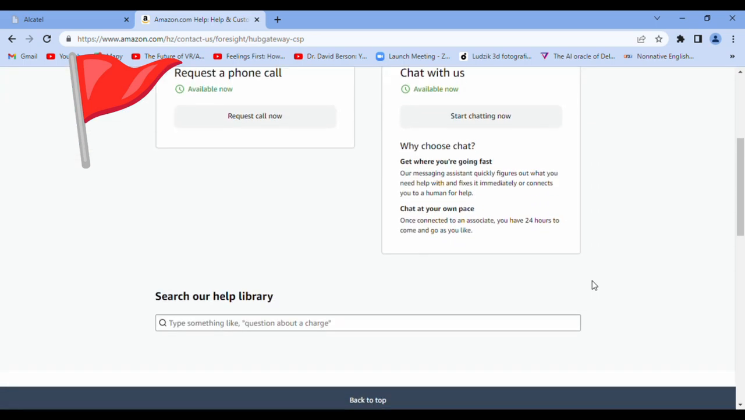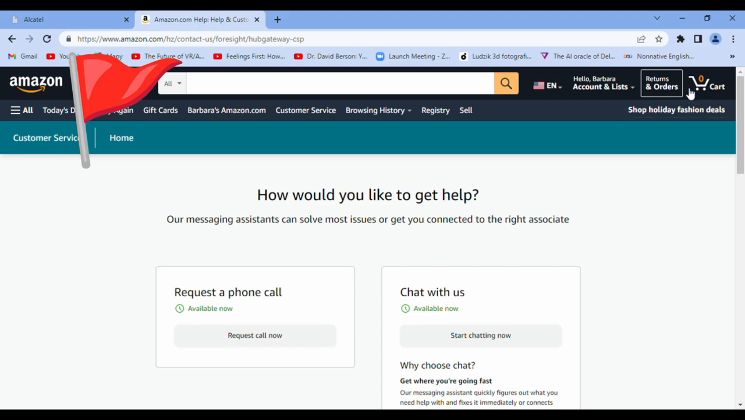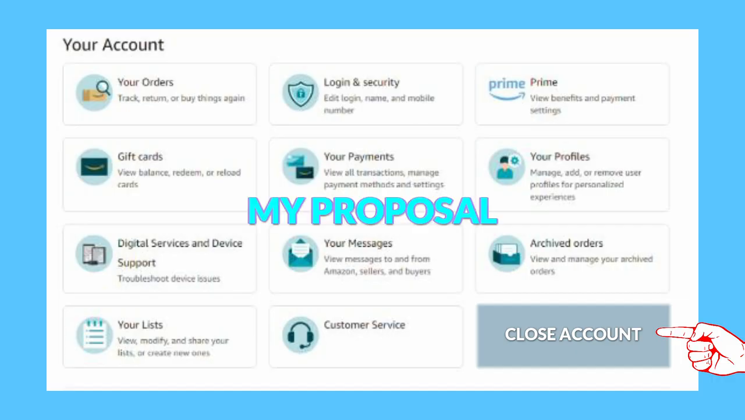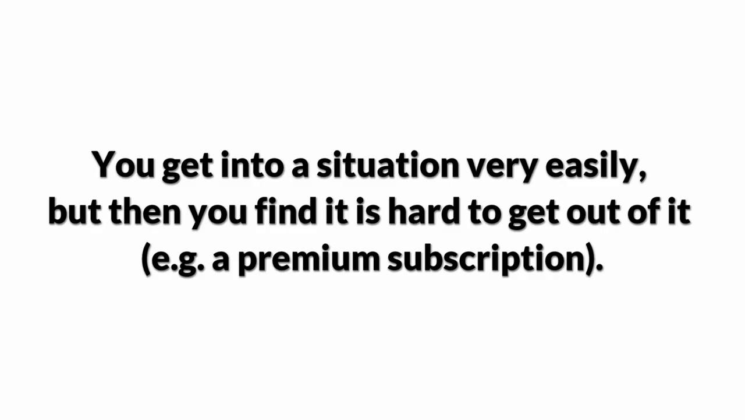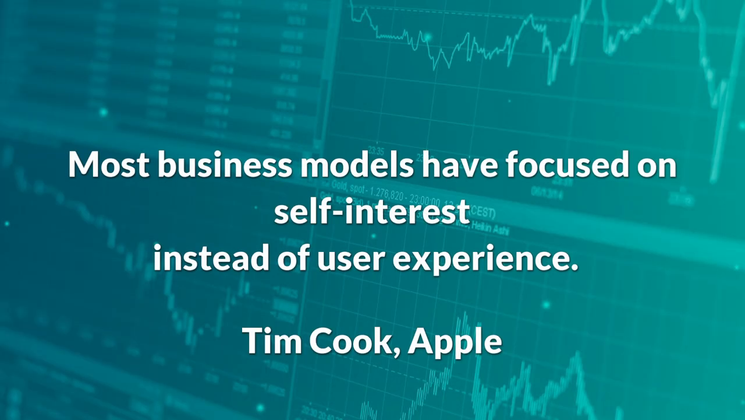Like you see, it's really hard to close an account on Amazon. It's really easy to do the opposite. Right now you see my proposal. Welcome to Roach Motel. You get into a situation very easily, but then you find it's hard to get out of it. For example, subscription. Most business models have focused on self-interest instead of user experience.